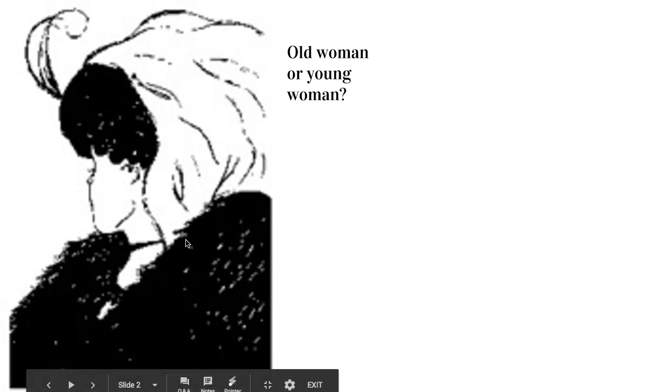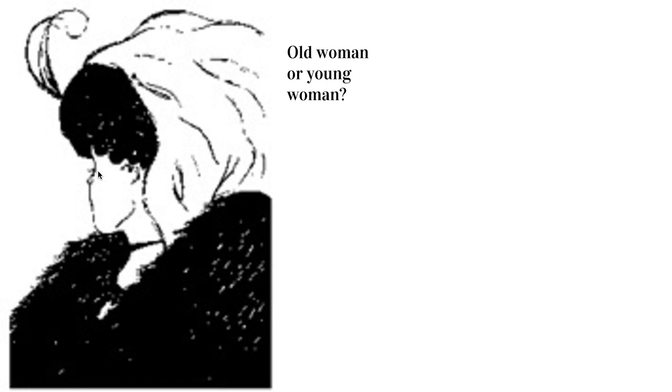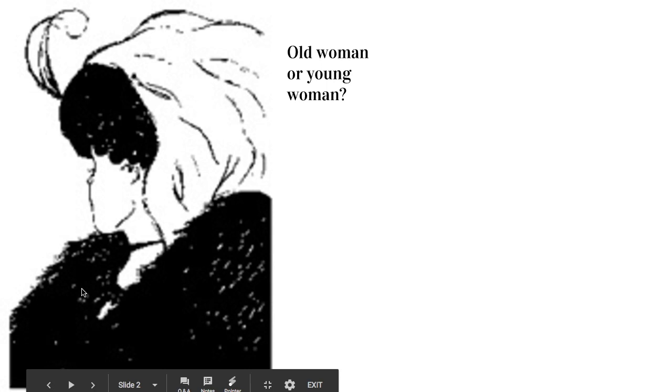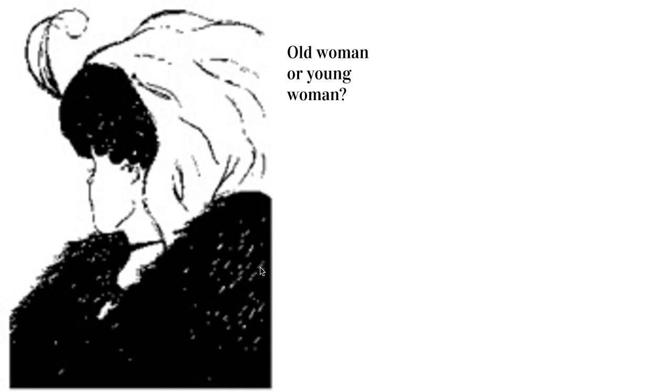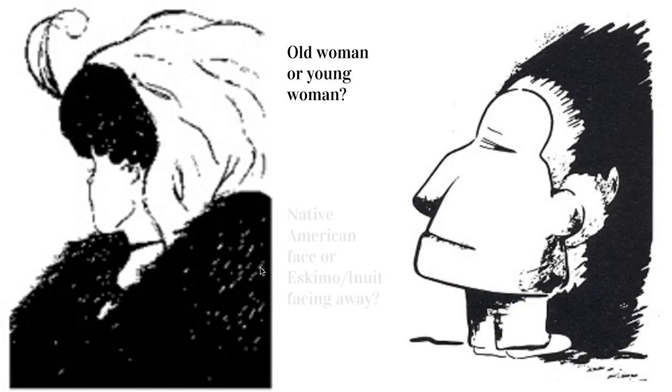If you see the young woman, you see she's looking away from us. This is her nose, the curve of her cheek, her chin, her ear, her necklace down her neck, but she still gets to keep her lovely Game of Thrones fur coat. What about this one? Do you see the Native American face or the Eskimo Inuit facing away? What you see is based on what your past experiences have been.